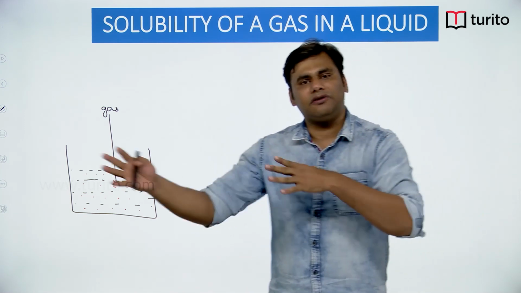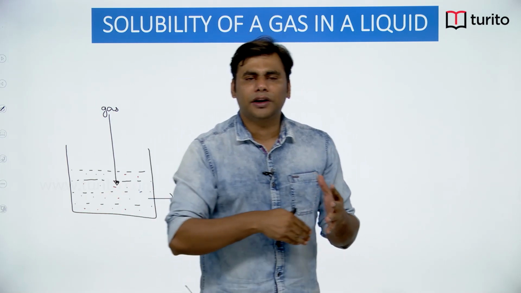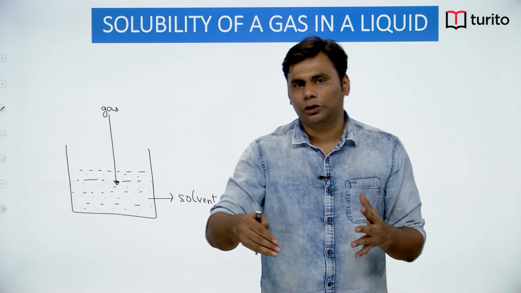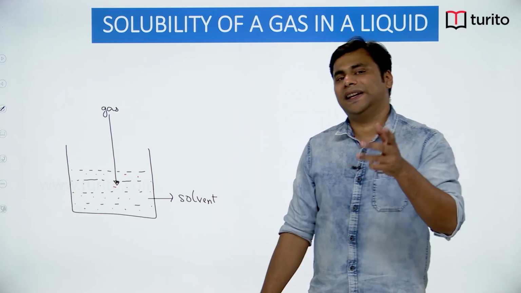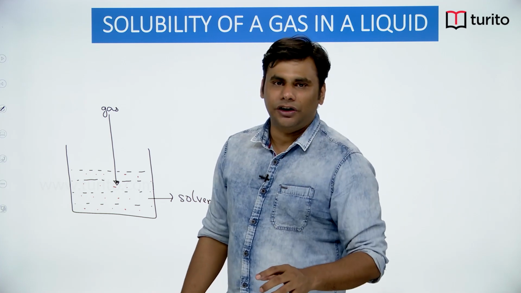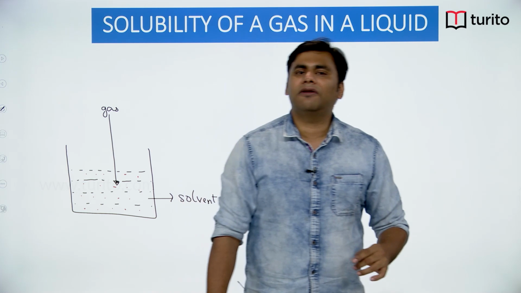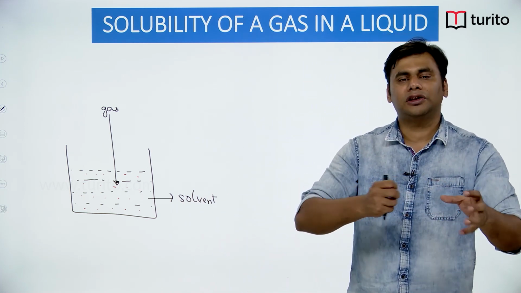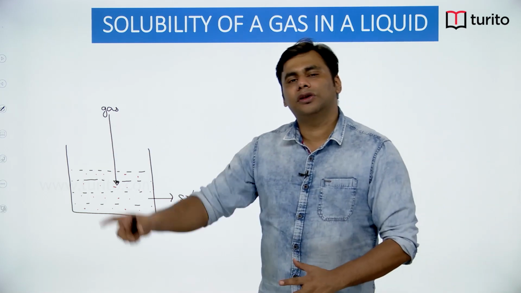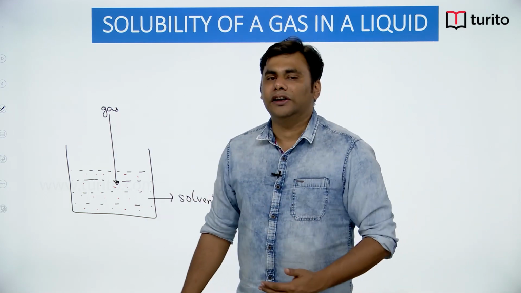So gas initially was free to move. Now when it has been taken into the liquid, the gas will become sluggish, it will become slow, it will not be able to move easily. So whatever excess energy it had, when you have taken it into the liquid, the gas must have lost some energy. Then only the gas molecule is becoming sluggish. So that energy goes out, and it appears as the heat of dissolution.